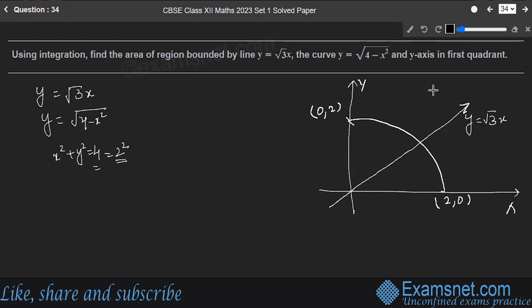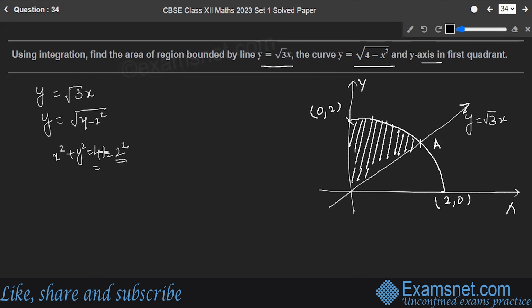Fine. This is the line. Say this is the point; I have to find the point of intersection. Okay, I'll do that later. And also the y-axis. So this is the area that you need to find out. This line, this curve, and the y-axis in the first quadrant. You have to find the area bounded by this region.